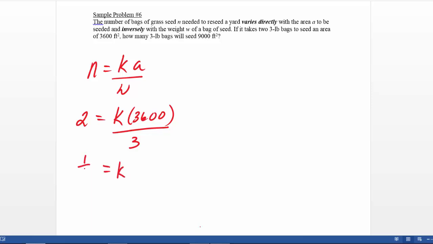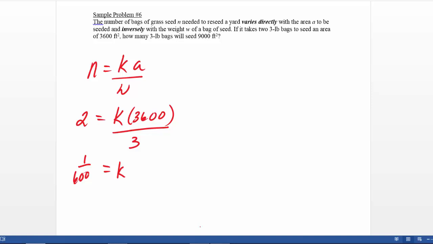K is going to equal 1 over 600. If you plug that in and you got a decimal, that's perfectly acceptable, and you can go from there. Now, let me show you how we're going to use it. We want to know how many 3-pound bags, and this is convenient because we're using the same weight here. How many 3-pound bags do we need to cover a 9,000 square foot area?